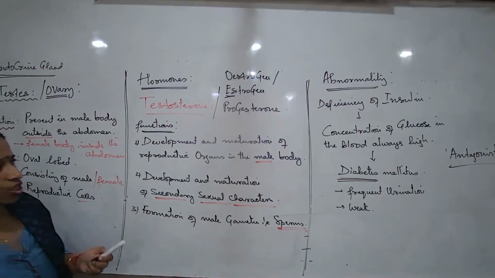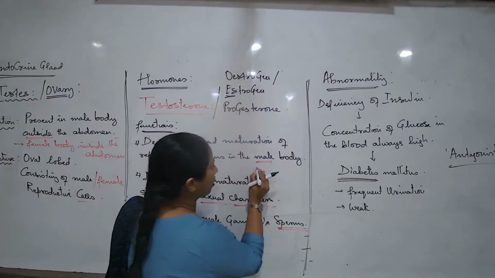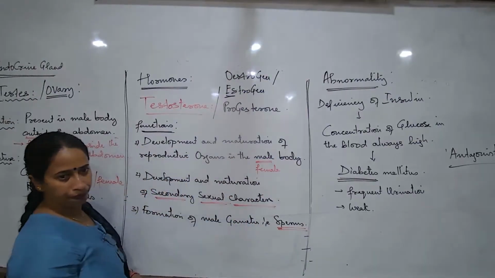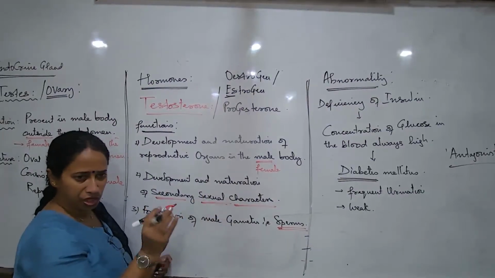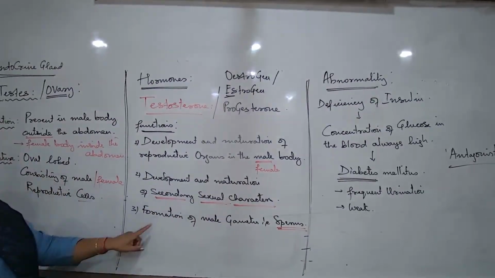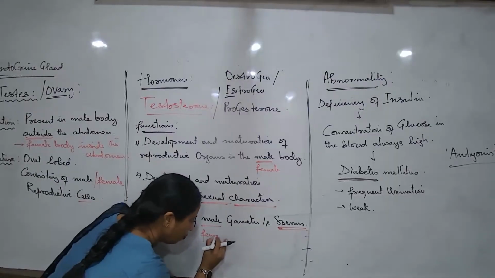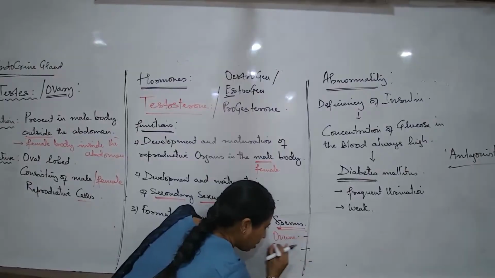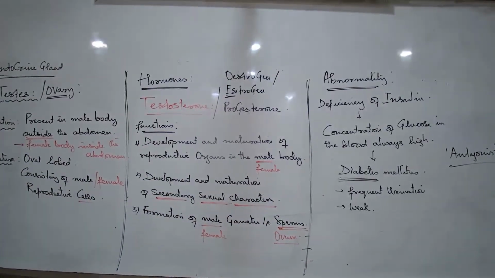Now, the functions are exactly the same. Where are the modifications to be made? Development and maturation of the reproductive organs in the female body, only that's to be added. Development and maturation of the secondary sexual characteristics in the female body, that is understood. Formation of the female gametes. What is the female gamete? Known as ovum.